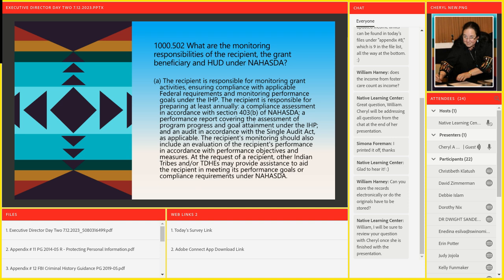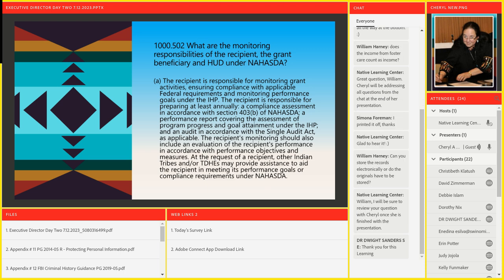That report covers the assessment of your progress, your goal attainment under your IHP, and your audit in accordance with the Single Audit Act. The recipient's monitoring should also include an evaluation of your performance in accordance with the performance objectives and measures. And at the request of a recipient, other Indian tribes can actually provide assistance to aid them in meeting their performance goals.